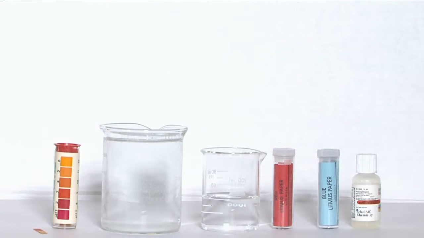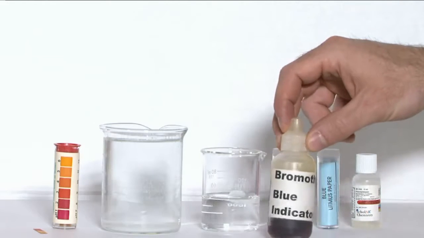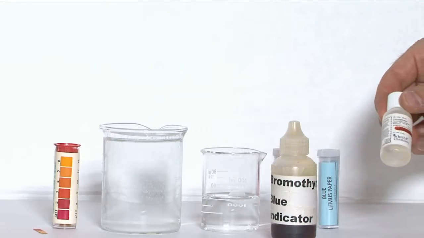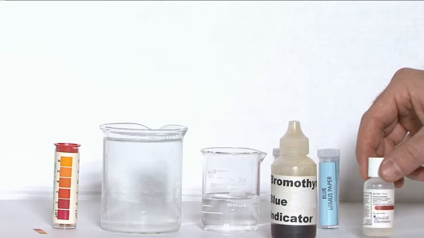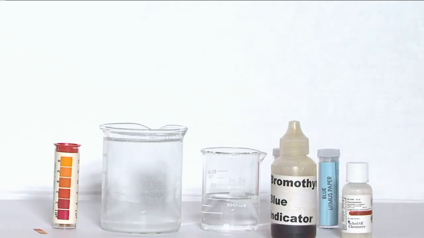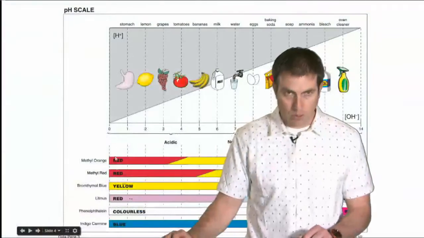There you go. We have other things that are called indicators as well. So I have a couple here. I have this guy, which we're going to look at. It's bromothymol blue. And then this one is called phenolphthalein. You guys probably can't see it, but we're going to use these two here in a second. So I'm going to just switch back over to the chart, and we're going to see what should happen with bromothymol blue and phenolphthalein.